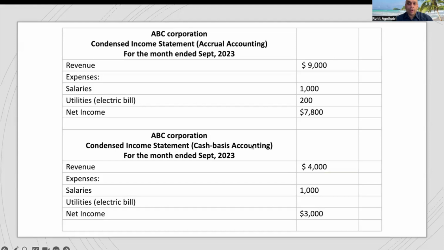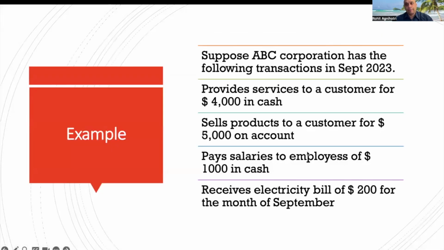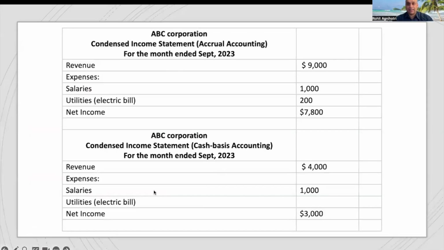Now, why did we not record all the other transactions? And the answer is very simple. We did not record those transactions because there was no cash that got exchanged in those business transactions. We did not either receive cash or pay cash. That is the simple reason we are not going to record those transactions for cash-based accounting. So $4,000 revenue they earned in cash. They paid $1,000 of salary in cash, and that was basically it.